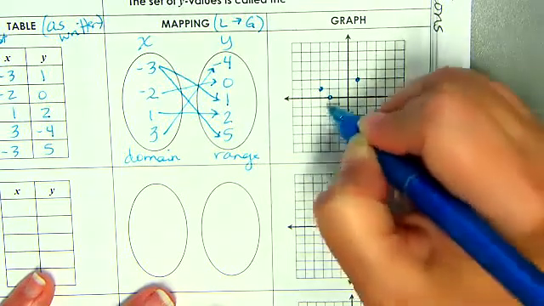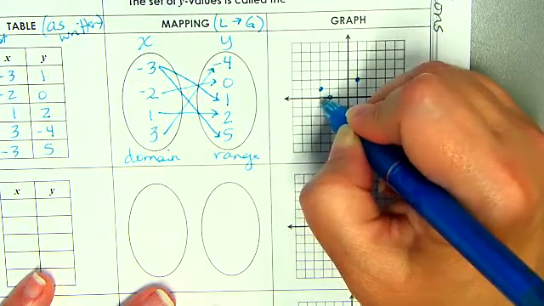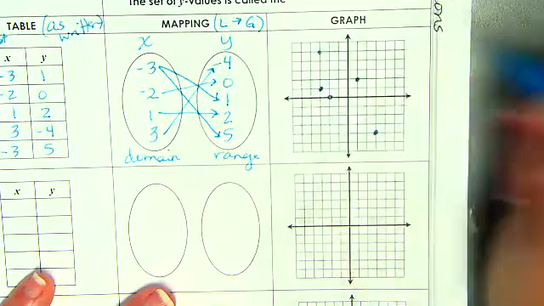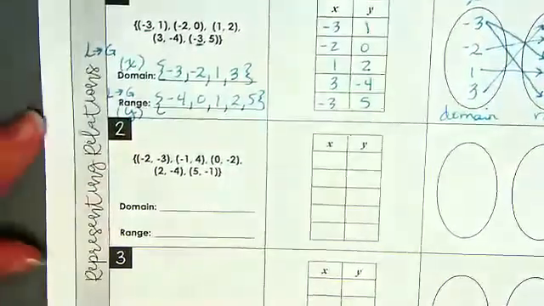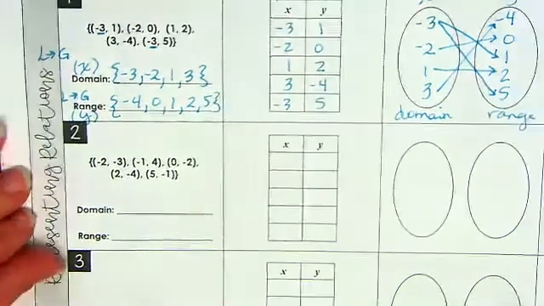And -3, 5. So that's to the left here. 1, 2, 3. And then I'm going up 5. 1, 2, 3, 4, 5. And there's my graph. The expectation is for you to do the next two. And that's the end of this video for 3.1b.